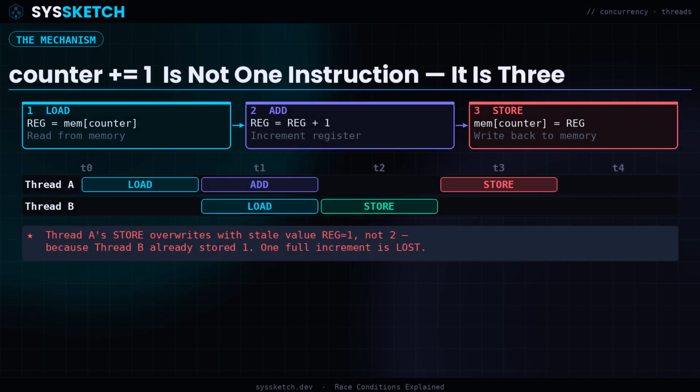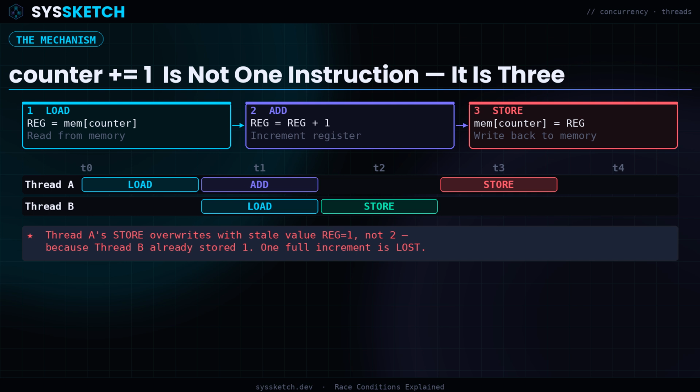The root cause is that counter++ is not one atomic operation. The CPU decomposes it into 3 separate machine instructions. First, a load: read the value of counter from memory into a CPU register. Second, an ADD: increment that register by 1. Third, a store: write the register value back to memory. These 3 steps are not protected. The operating system can interrupt a thread between any 2 of them and switch to another thread.